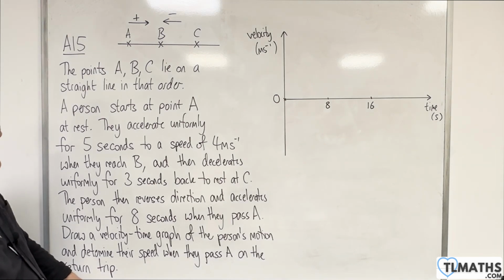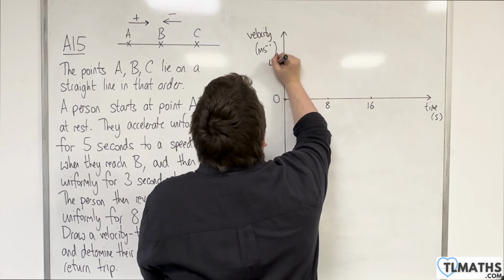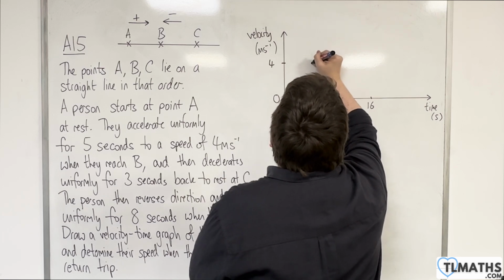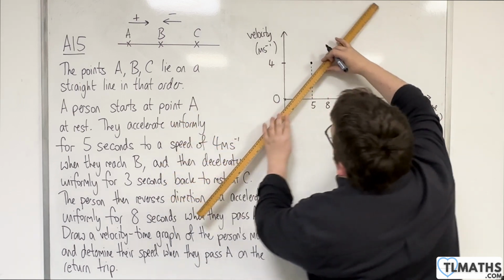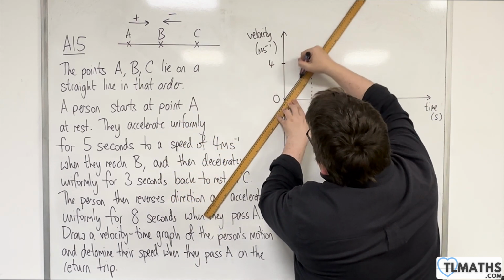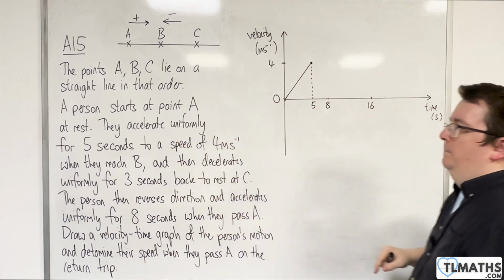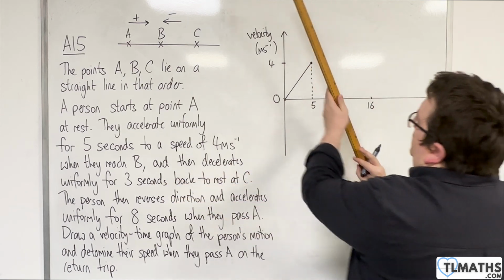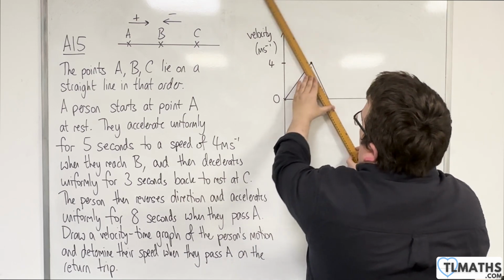Okay, so first of all, they accelerate uniformly for 5 seconds to a speed of 4 meters per second. So they reach 4 meters per second in the first 5 seconds. So somewhere around about here, so that could be 5. So this is the first part of the graph. It's a straight line because it's a constant acceleration. The acceleration is uniform. And then they decelerate uniformly for 3 seconds back to rest. So that's that portion of the graph there.